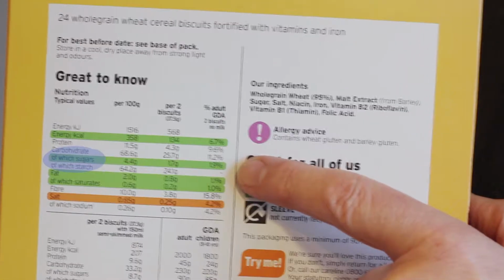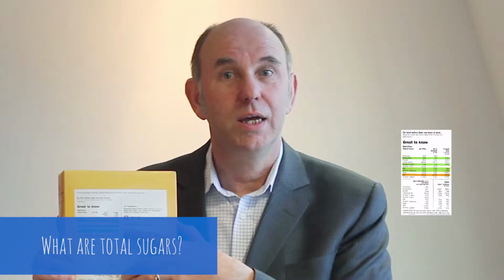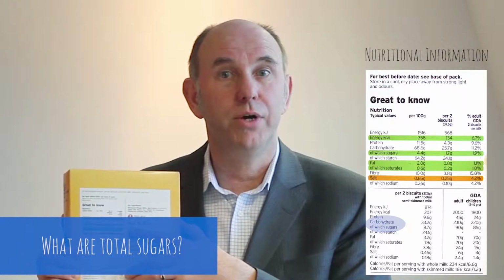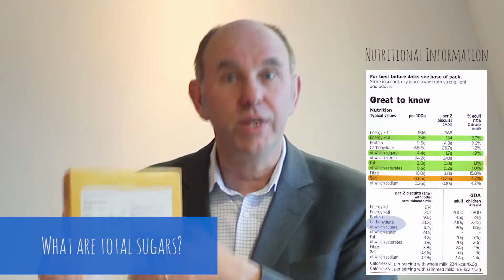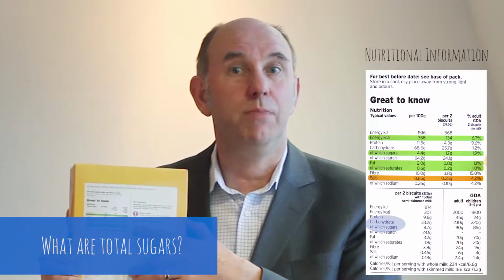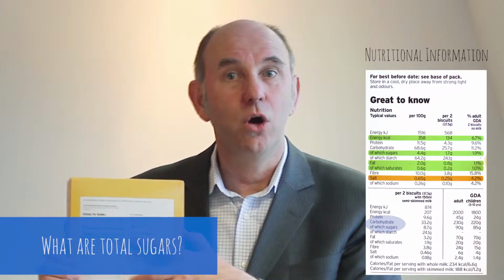Total sugars can be found in the nutritional information panel. This is typically on the back of the product pack. Carbohydrates, of which sugars, refers to all the sugars that are in the product, whether they are present in the ingredients that you use, whether they're fruits and vegetables, or also used in the manufacturing or cooking process. All the sugars are declared as sugars.